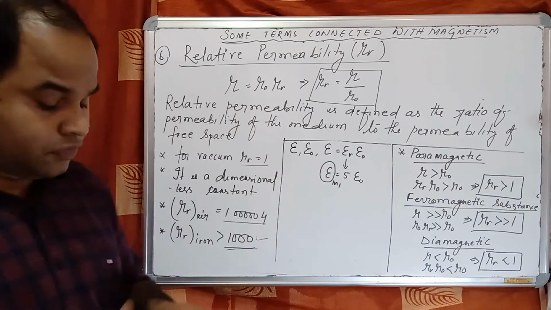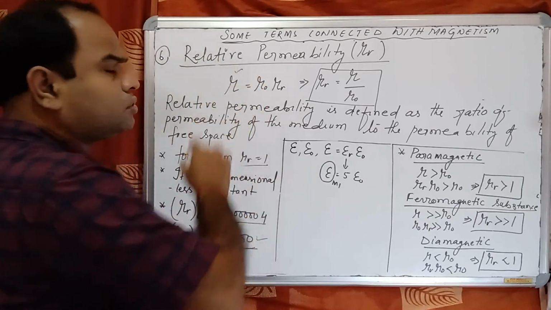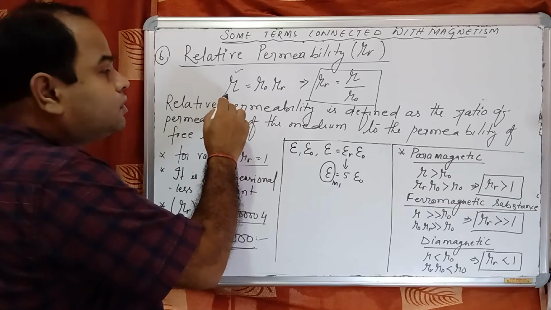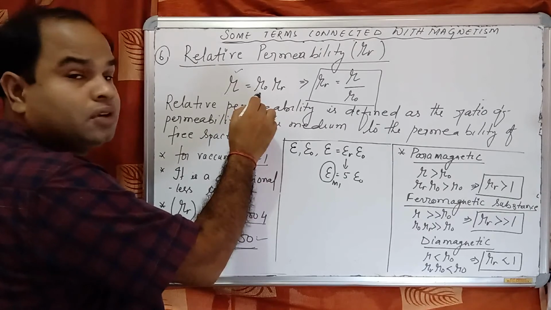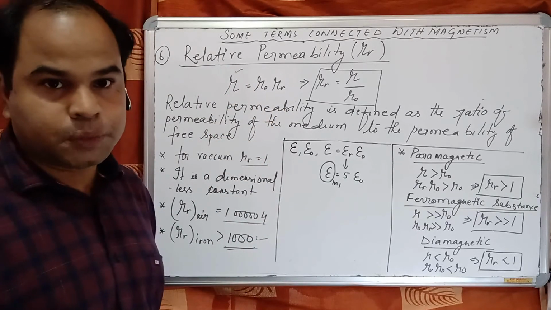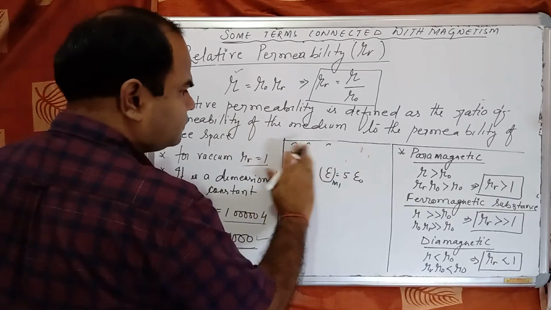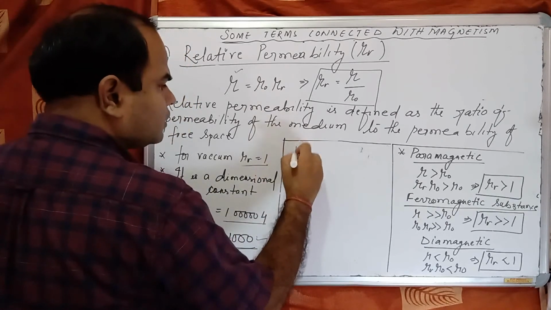Just like this, in magnetic fields also, the permeability of any medium is equal to the permeability of air medium into relative permeability. Just like this, take an example. Let us say this is an air medium.